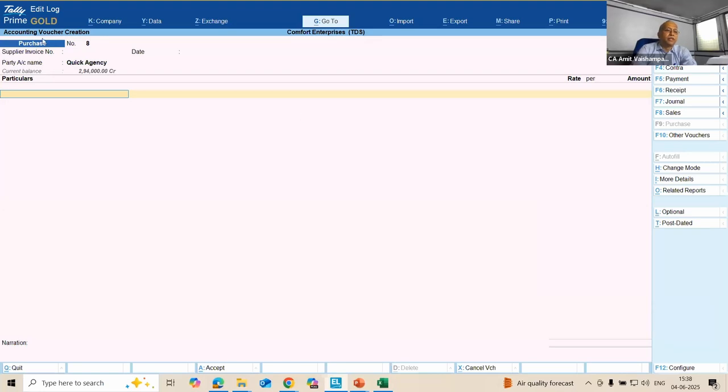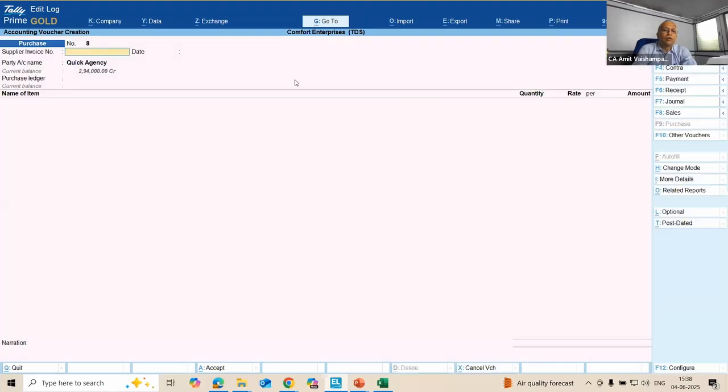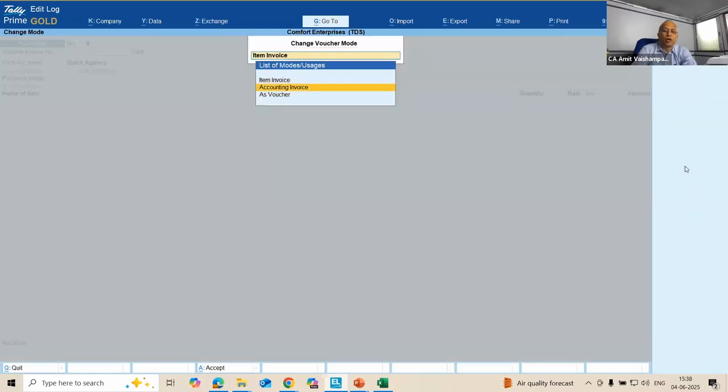Okay, now this is a purchase type of transaction. When we are passing an entry, we have an option here to change mode. So you can enter purchase as an item invoice. In this case, you can check here: name of item, quantity, rate, amount, etc. I can click on change mode and go to accounting invoice.